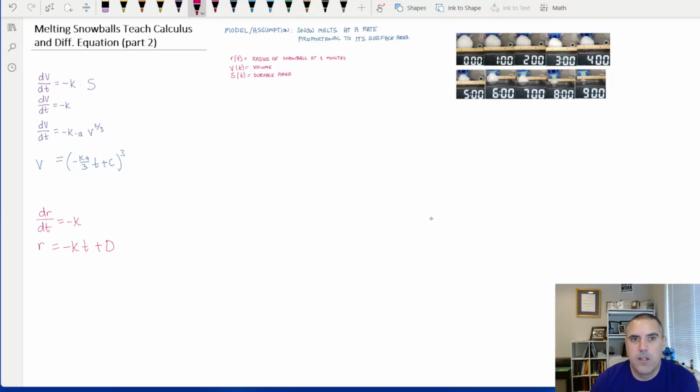Okay, so the assumption is snow melts at a rate proportional to its surface area. If there's more surface area, it melts faster. If you crush the ice, it melts faster. So people have observed this, and we just observed this happening. And I'll explain why in a second.